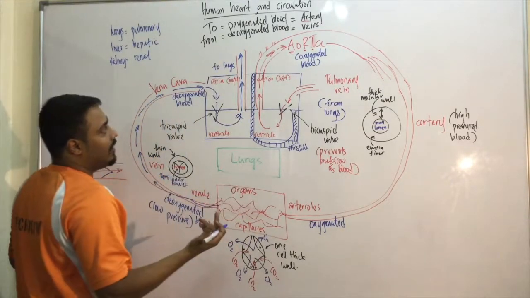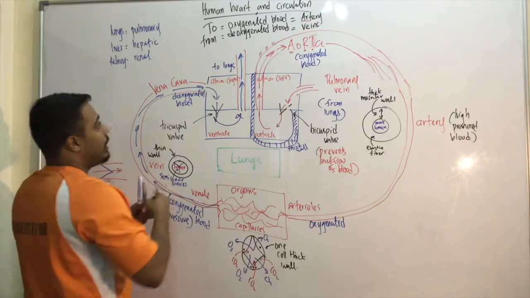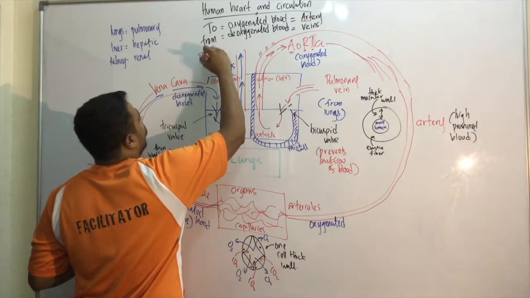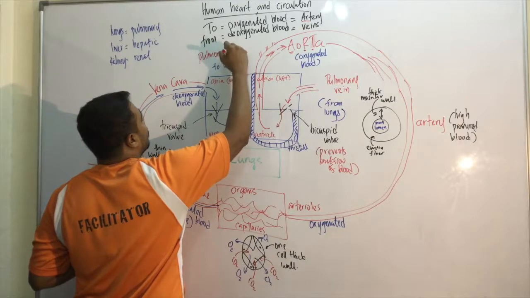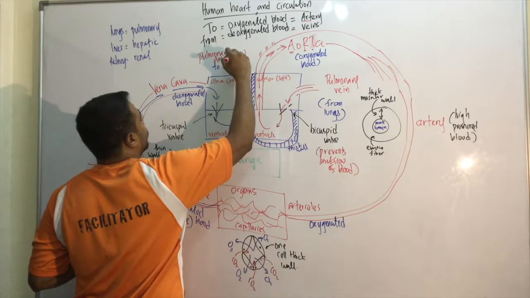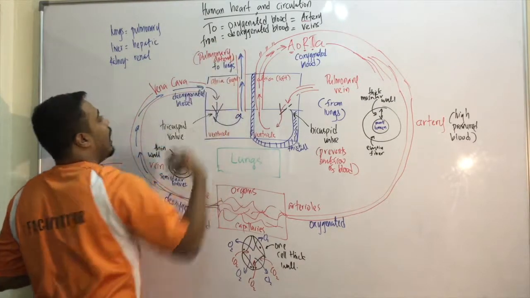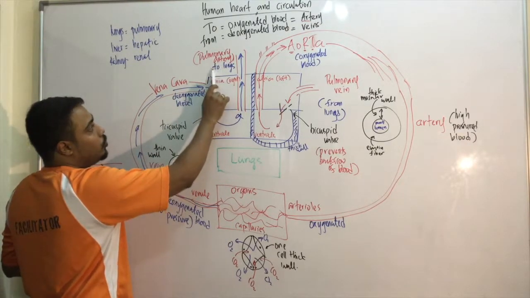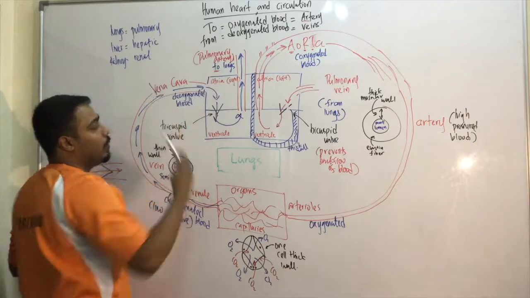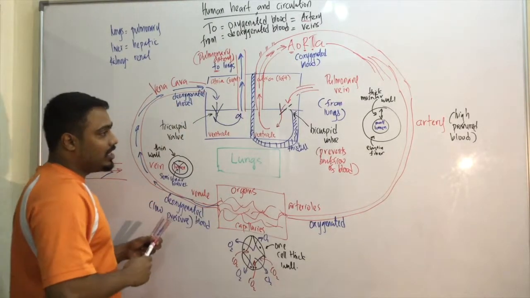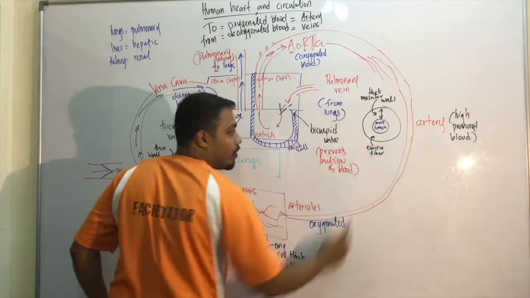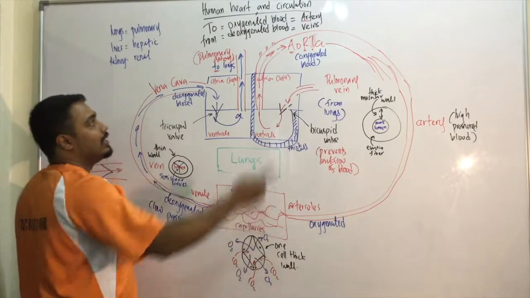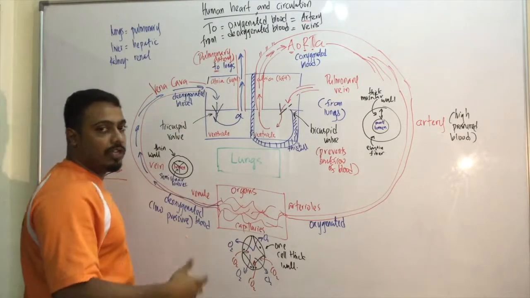Obviously, the name of the blood vessel would be pulmonary artery. Pulmonary obviously means lungs, and since you're going towards the lung, we'll put the word artery. So as you can see, all the arteries in your body carry oxygenated blood, with the exception of the pulmonary artery. Why?